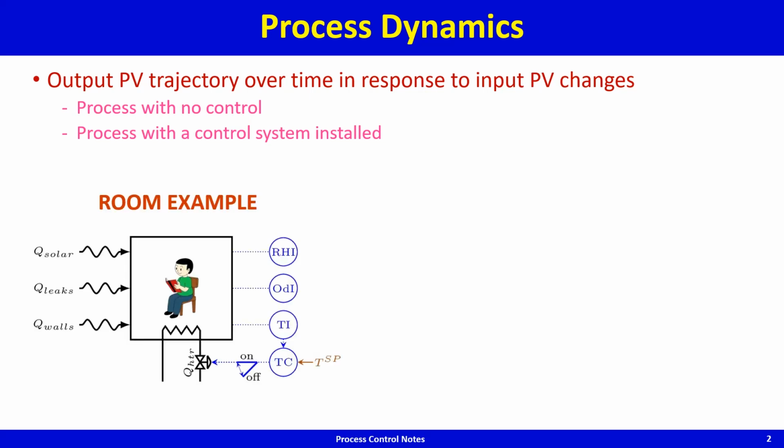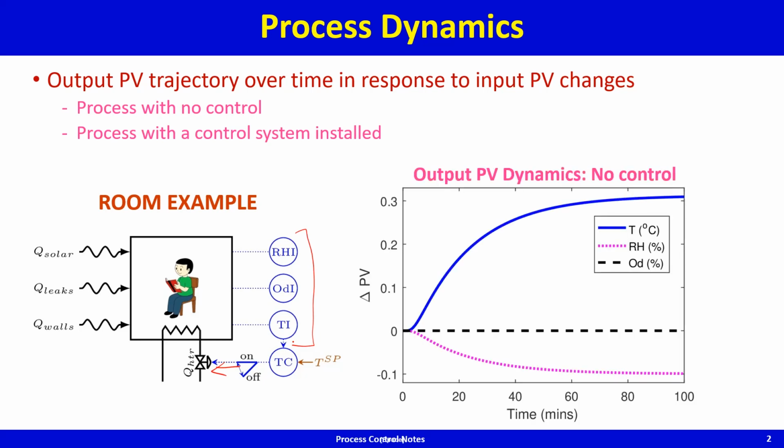If we take a look at the room example, when the temperature controller is off, the process input that you can adjust is the heater duty that is input by the user. If a change to the heater duty is made, how do these measured variables change over time? Let's take a look at that.